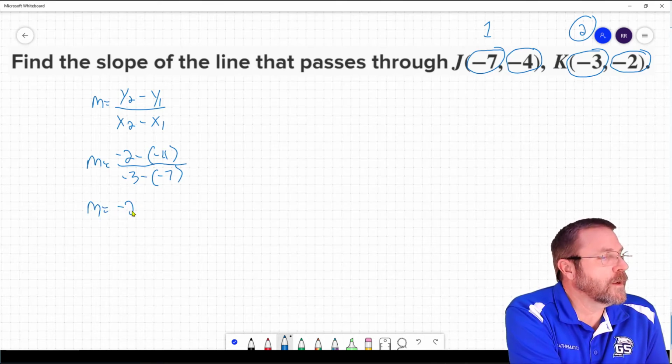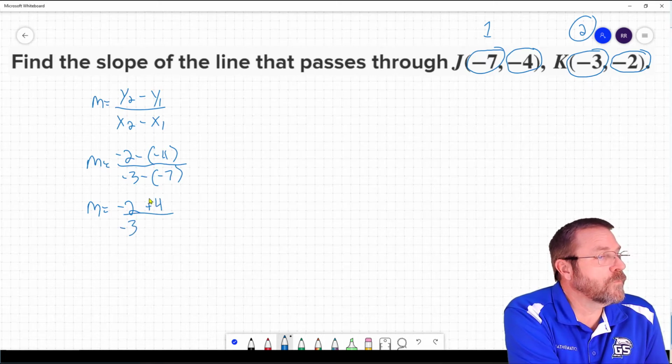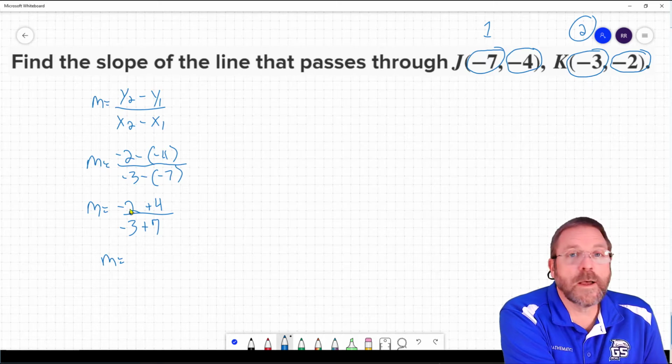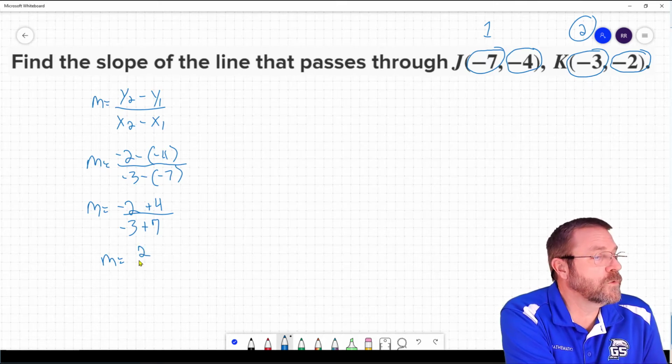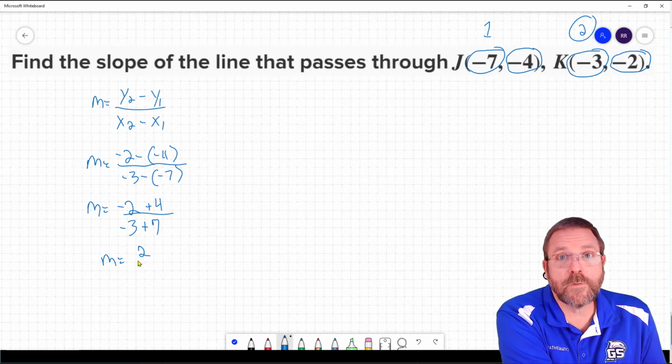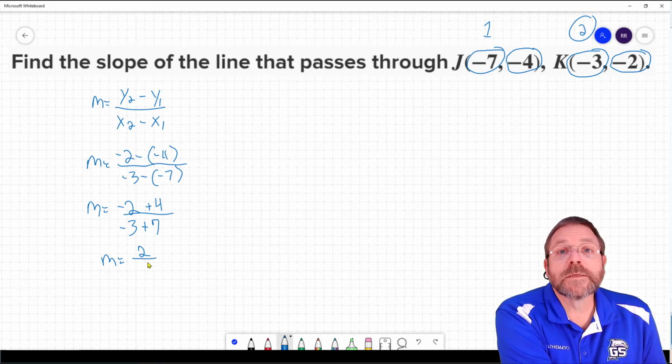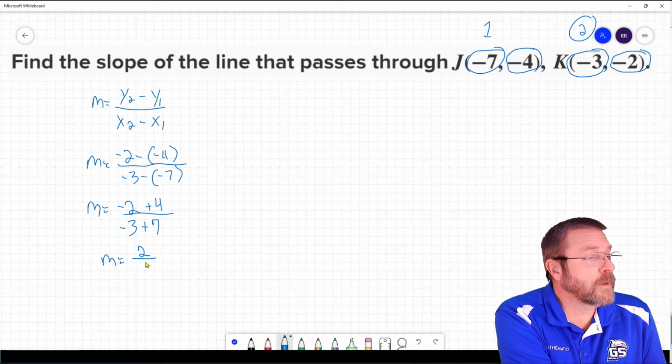So I'm going to do a negative 2. Negative times a negative becomes a plus 4, divided by a negative 3. Negative times a negative becomes a plus 7. Therefore, now the top signs are different. Find the difference, which is 2. Sign of the larger number goes in front of your answer. On the bottom, signs are different again. Find the difference, which is 4. Sign of the larger number goes in front of your answer.